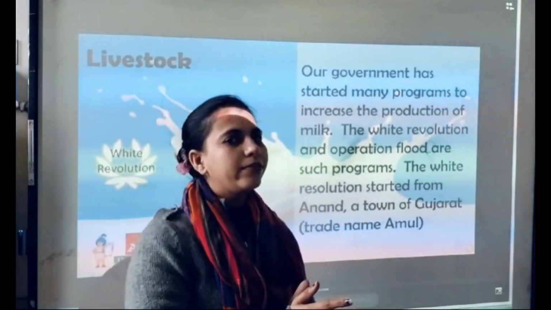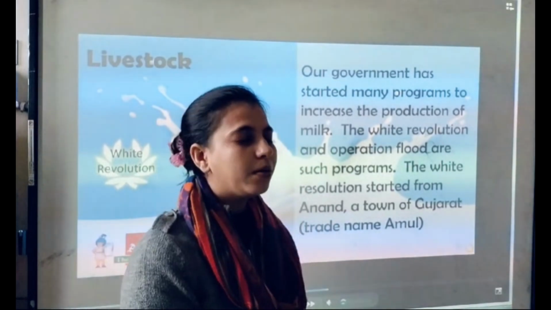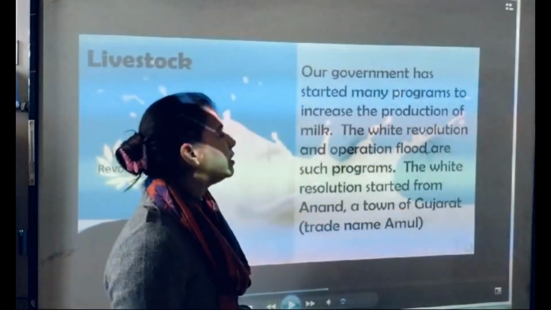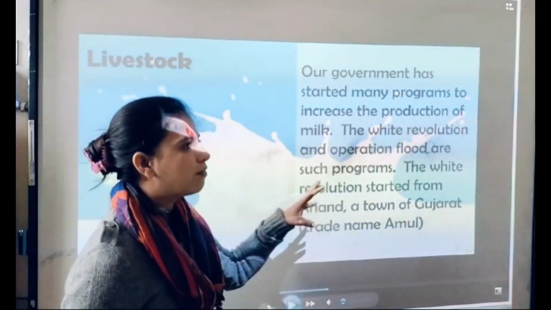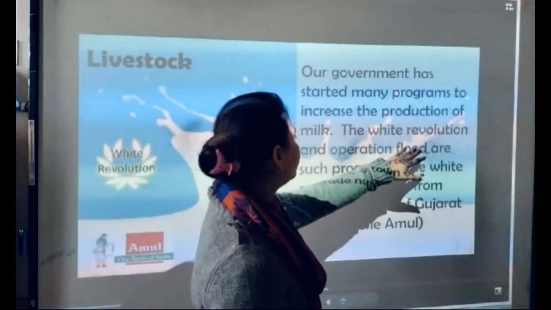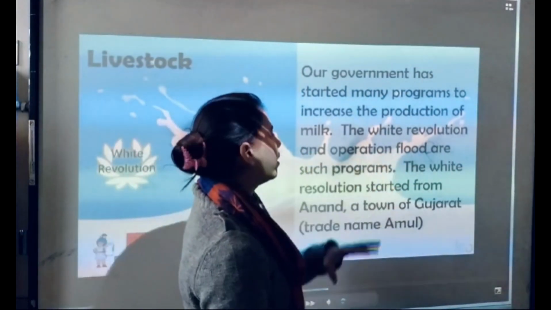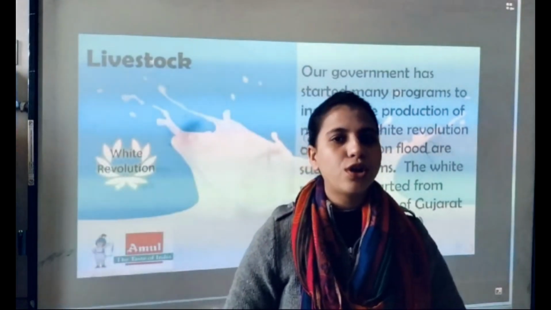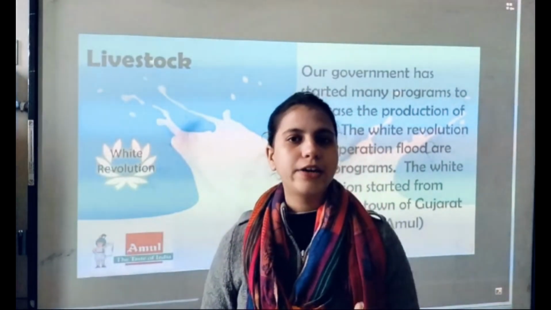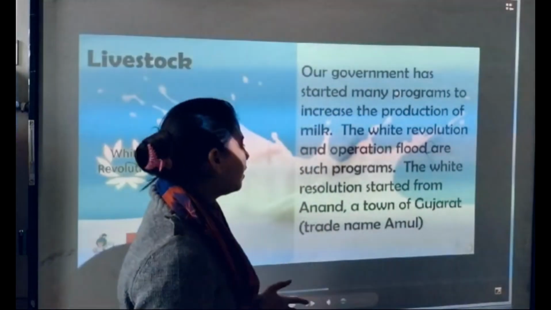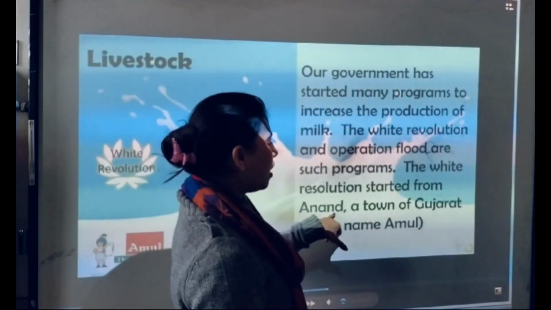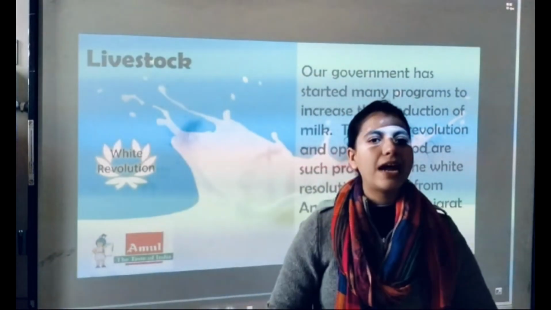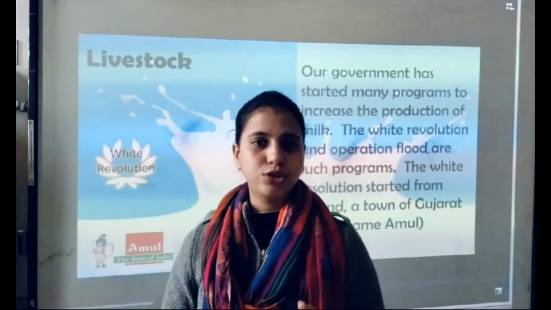The government has also taken various steps to take better care of livestock. Our government has started many programs to increase the production of milk. One of the programs is called the White Revolution, also known as Operation Flood. This operation was started to increase the production of milk, and the White Revolution started from Anand, a town of Gujarat. Okay, and the trade name is Amul. So Amul started the White Revolution to increase the production of milk.